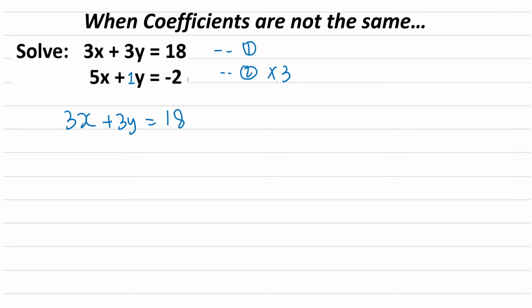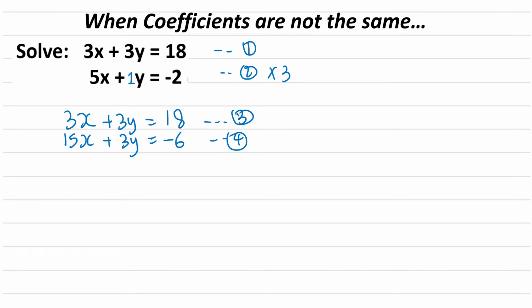Now this I'm going to multiply by 3 throughout. So 5 times 3 is going to be 15x. And then plus 1y times 3, that's going to be plus 3y. And then equals to minus 2 times 3, that is going to be minus 6. So I can now call this maybe equation 3 and 4. Okay, just to make it easy.